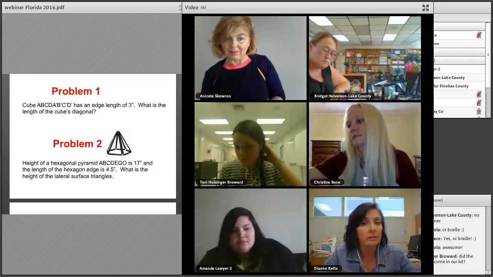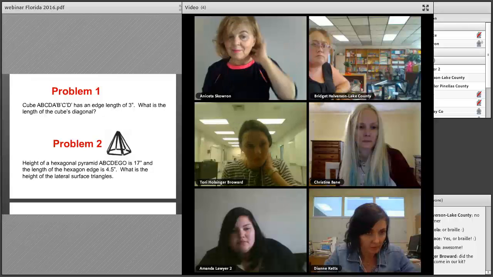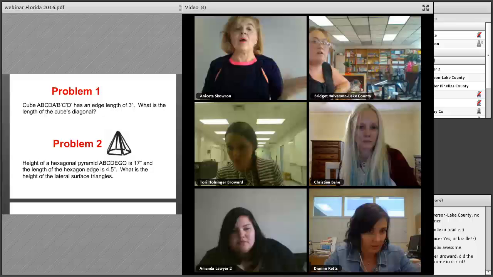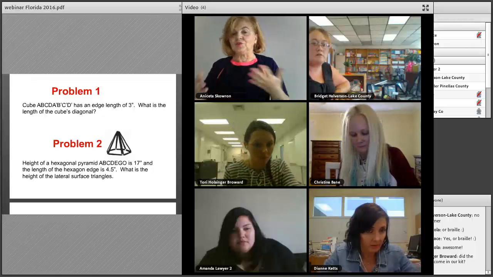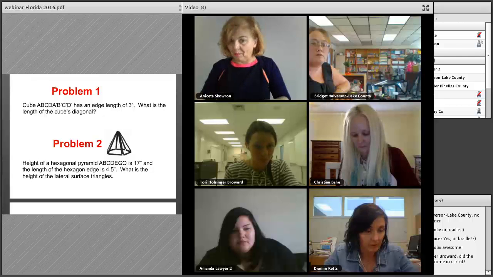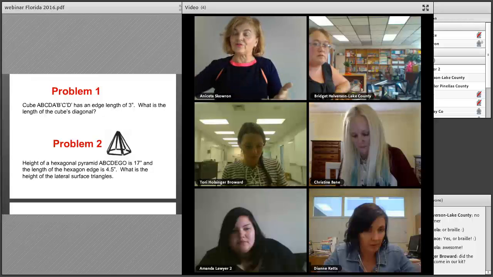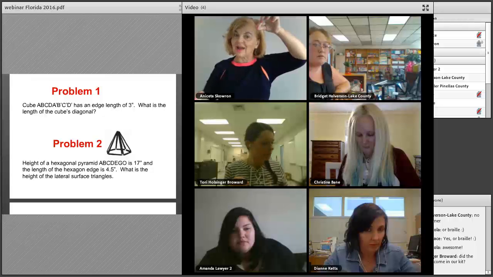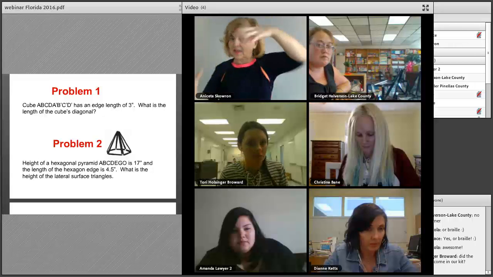So here are the problems. Cube ABCD, A prime, B prime, C prime, D prime, has an edge length of 3 inches. Now, what is the length of the cube's diagonal? So what kind of triangle would you use to solve this problem, right? Because you will use some Pythagoras triangle that will be a right angle triangle. I need you to show the diagonal, and what triangles would you use? You can put it inside, but you can also take it out and put it inside, things like that.